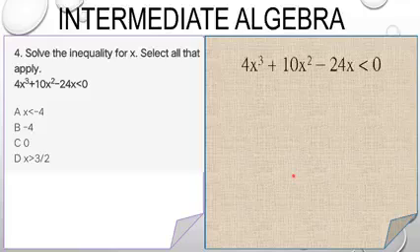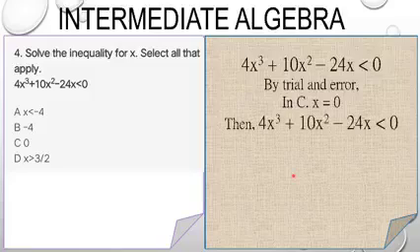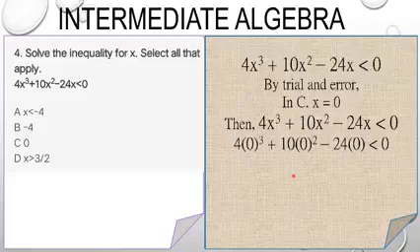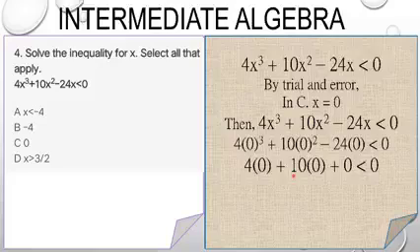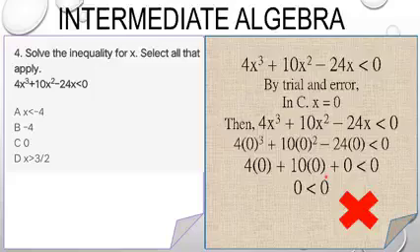Proceed tayo sa option letter C, na kung saan yung x natin is equal to 0. So ibig sabihin lahat ng x dito gagawin nating 0. Okay, so 0 raised to any number is equal to 0. Okay, then multiplied to any number is also equal to 0. So 0 ba is less than 0? No. So therefore, C is not the possible answer for this item. So mali na yung letter C.